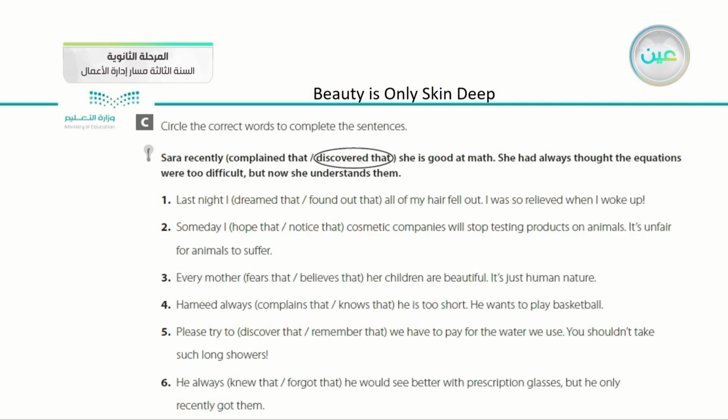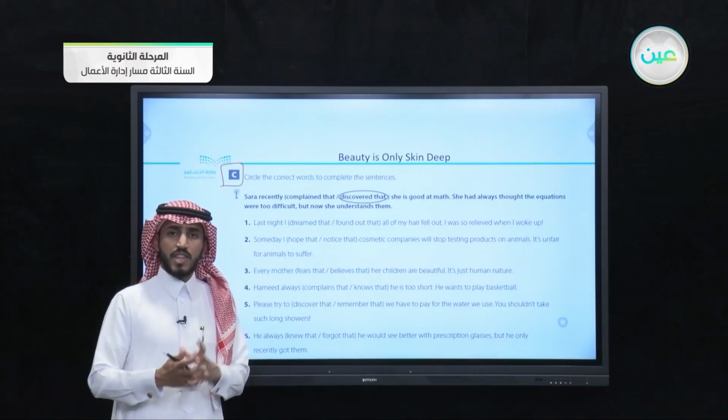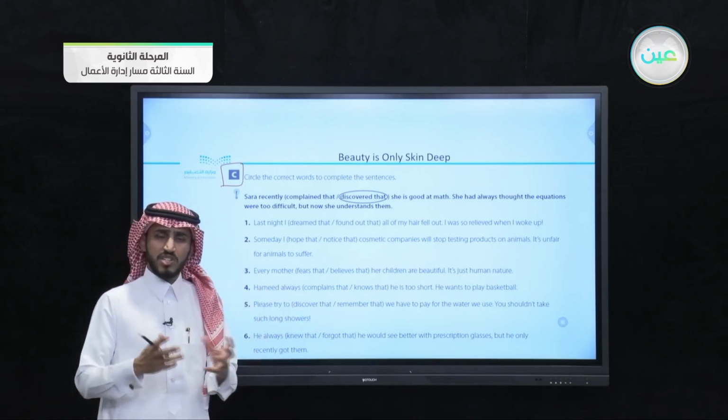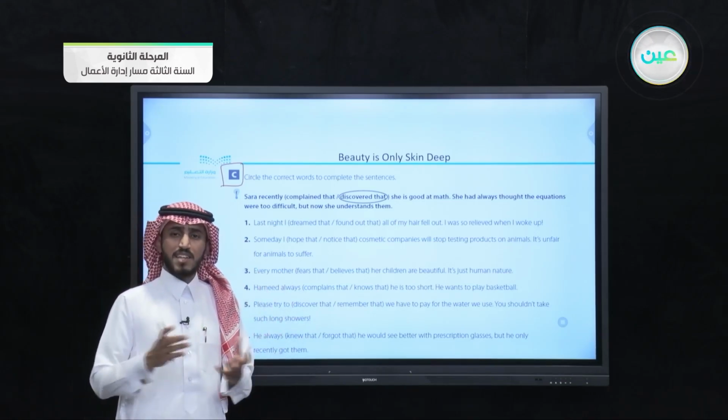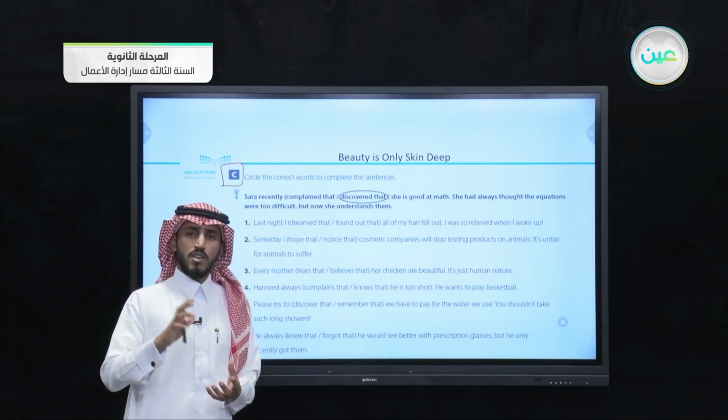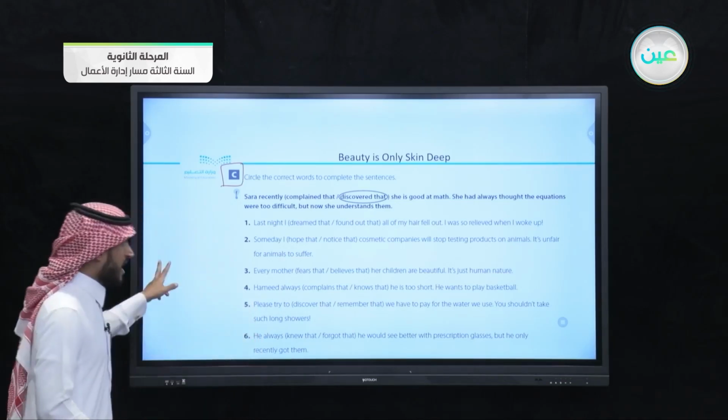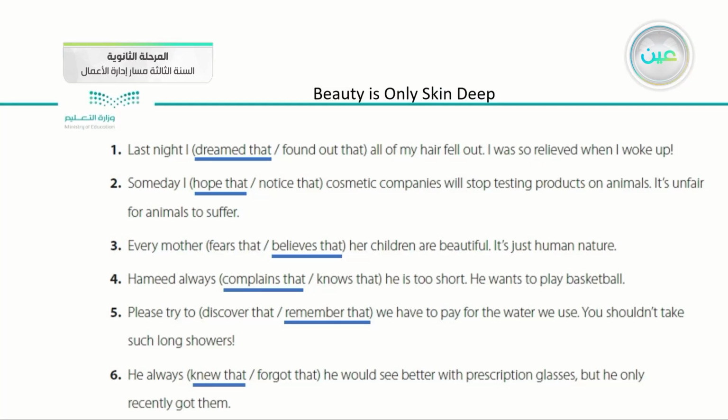Then we move to the workbook. In the workbook, we have exercise C. Circle the correct words to complete the sentences. Here we have words or verbs that are used with the word that. And we have two options in each sentence. We were asked to choose one of these two answers, and the answers of the correct sentences are as shown here in this slide.